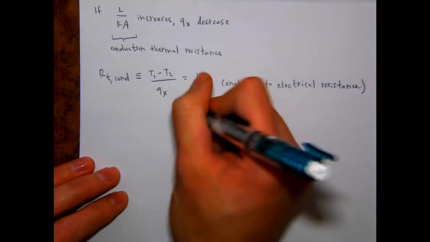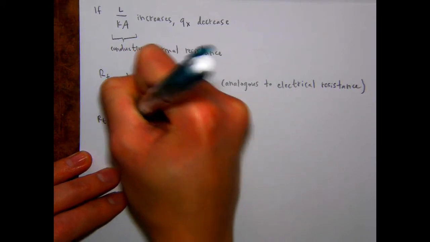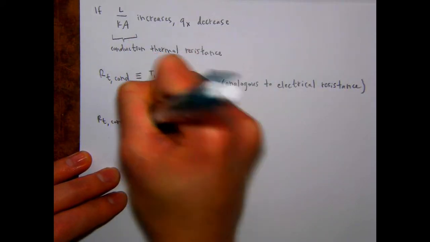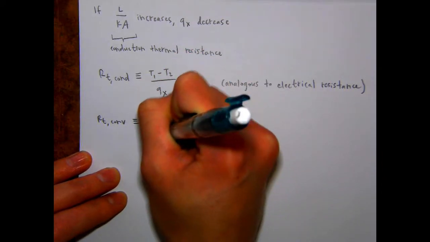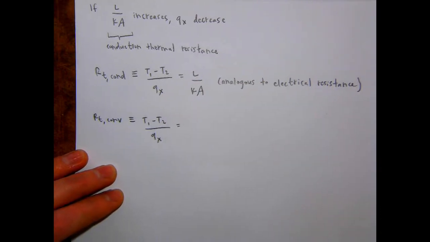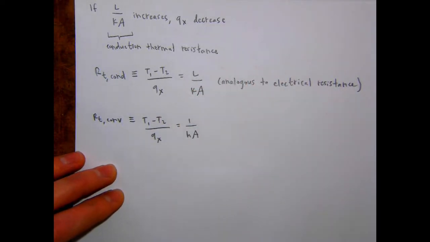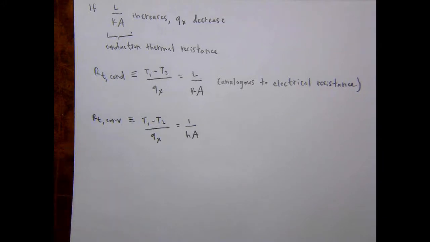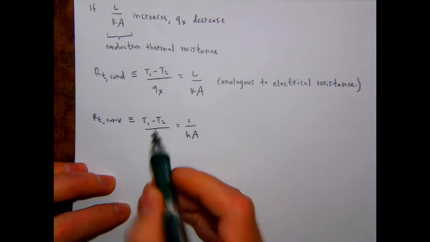And you can kind of go through the same thing for convection, and the thermal resistance for convection is again T1 minus T2 over the heat transfer rate. And if you look back at the convection rate equation, you can see that that's just equal to 1 over HA. And again, here the T1 and the T2 are fluid and surface temperatures.